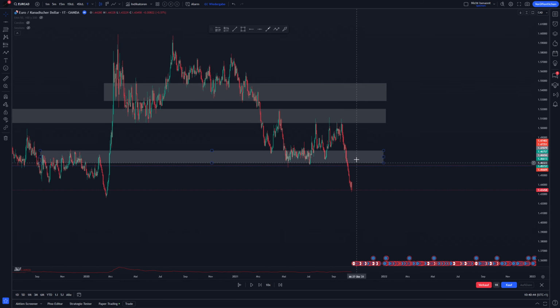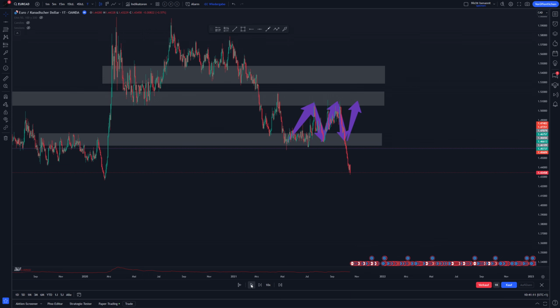Now it smashed through the zone. This will happen from time to time. So if we count, we had one good trading opportunity here, then one good trading opportunity here, one good up, and another one good down. And then this last one here would have failed.